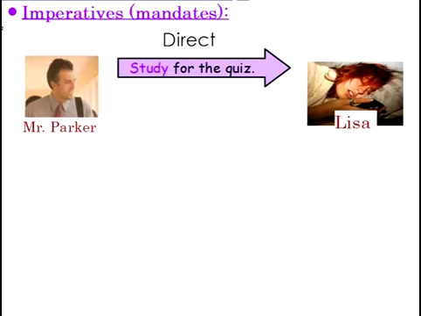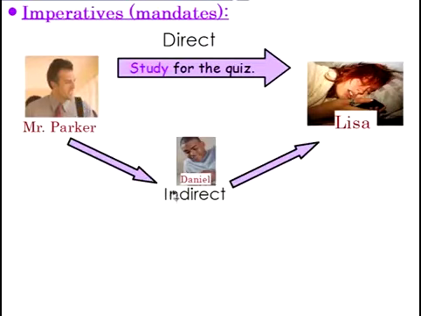All right, so now let's look at the imperatives, right? When we use a message that's an imperative, again, an imperative is a mandate. It's an order, right? So if we think Mr. Parker, right, his direct imperative is to say, hey, Lisa, study for the quiz, right? There's no subject, so we see that that's an imperative. Study for the quiz, Lisa. But remember, he couldn't say that to Lisa. He had to pass the message to Daniel, and then Daniel went to Lisa. So the thing that Mr. Parker says to Daniel is the indirect request.